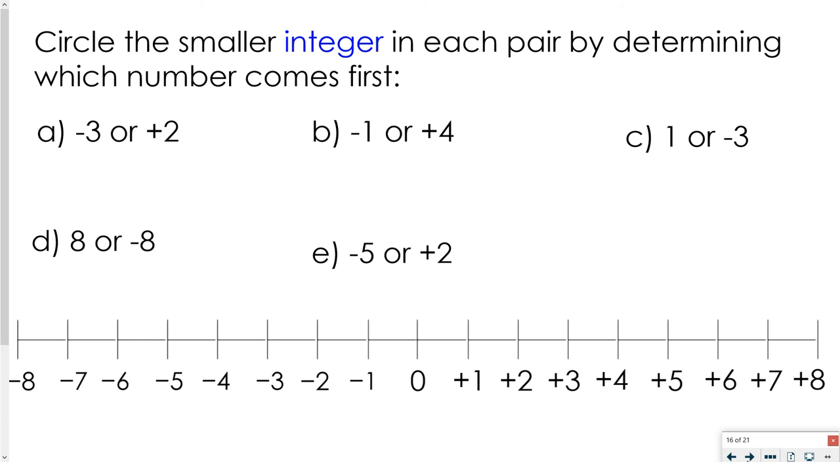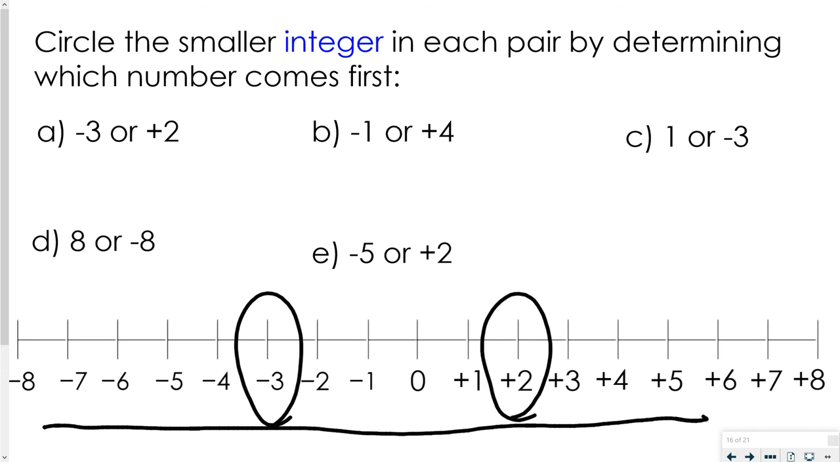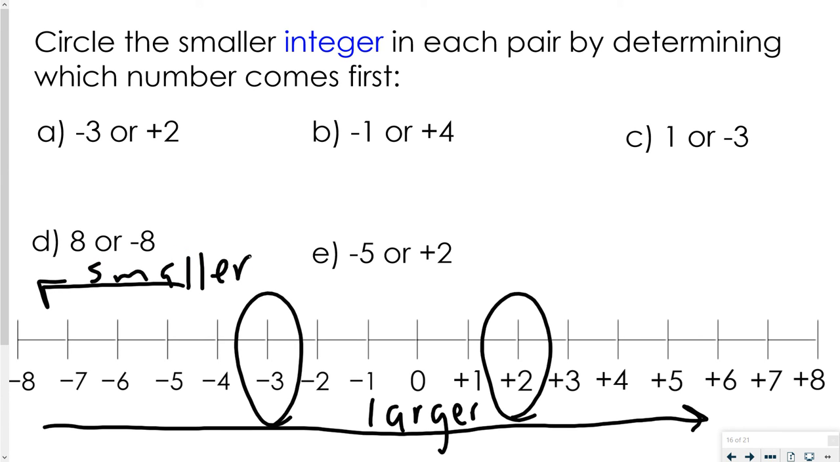So let's take a look at this. A, -3 and +2. Which one is smaller? Remember, as you're going from left to right, things get larger. So the smaller number is going to be the one closest to the left. So in this case, which one's smaller? -3. B, -1 or +4? Well, -1 is here, +4 is here. So which one is further to the left? -1.